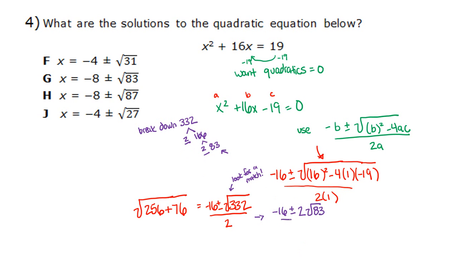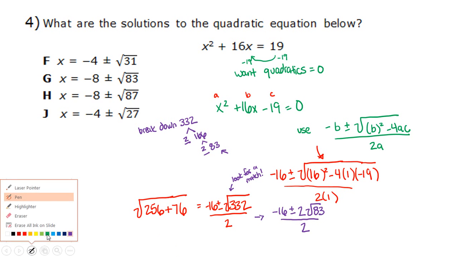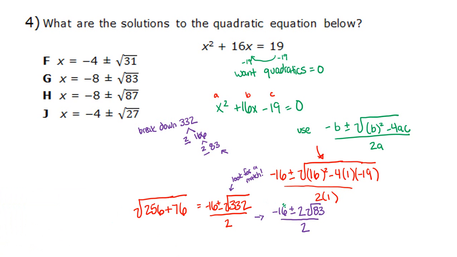Alright, now all of this is still divided by 2. I know you think I'm crazy right now, but we're almost finished. All we have to do next is divide by 2 each one of our answers. So we take this 16 and we divide by 2. We take this 2, divide by 2, and this 2 right here, divide by 2. I can't touch this 83 because this 83 is underneath the radical.